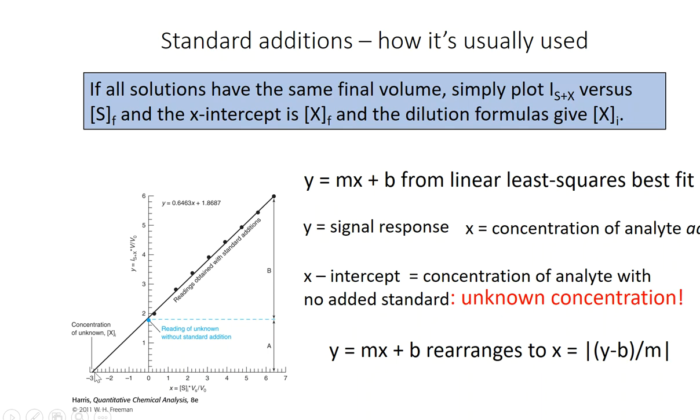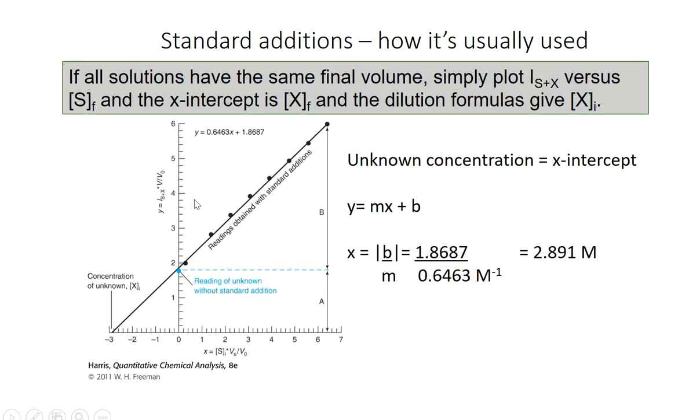So let's rearrange our equation for the line, y equals mx plus b, to solve for x in the case that y equals 0. In the case that y equals 0, we'll have x equals 0 minus the y-intercept divided by the slope. And when we do that, we'll have the concentration of our unknown. So in this specific example, the concentration x when y equals 0 is just the absolute value of the y-intercept divided by the slope.